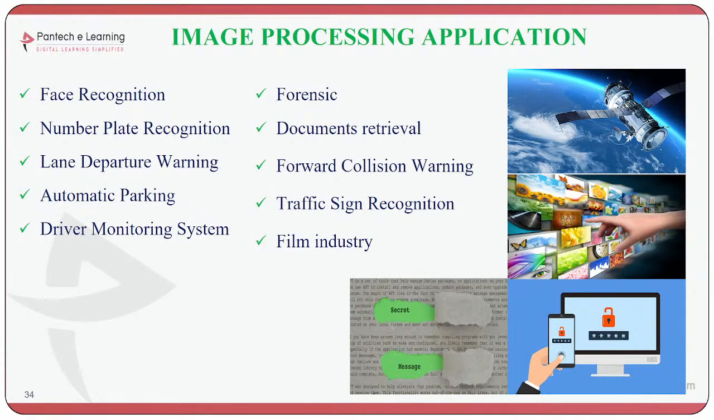So these are the image pre-processing steps. Now, what are the real-time applications where we use image processing with MATLAB? First is face recognition, and then number plate recognition, lane departure warning, automatic parking, driver monitoring system, forensic documents retrieval, forward collision warning, traffic sign recognition, and film industries. We are going to see them one by one.